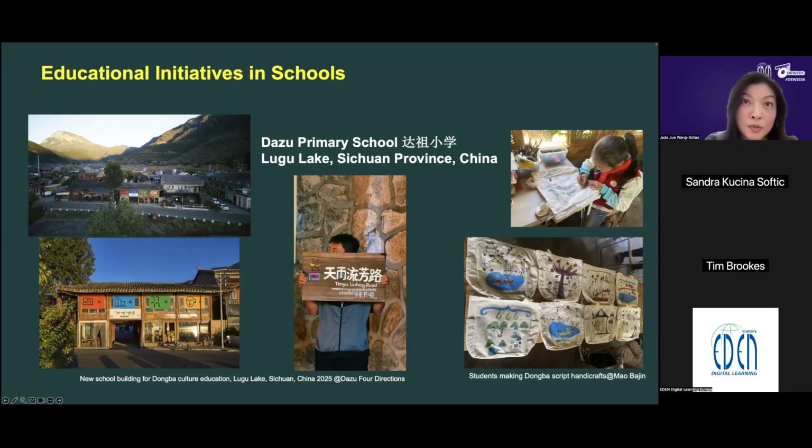And you will see a small, colorful building here. So this is the new building. In the middle of the slide, you will find a teacher holding a sign to guide the students to go to school. This road is called Tianyu Liufang Road. Tianyu Liufang, in fact, is Mandarin, and means go to read, go to school. So the students still managed to make some Dongba script handicrafts this year. The other two pictures on the right were taken in the summer last year. So we can see the fragility of local transmission efforts.